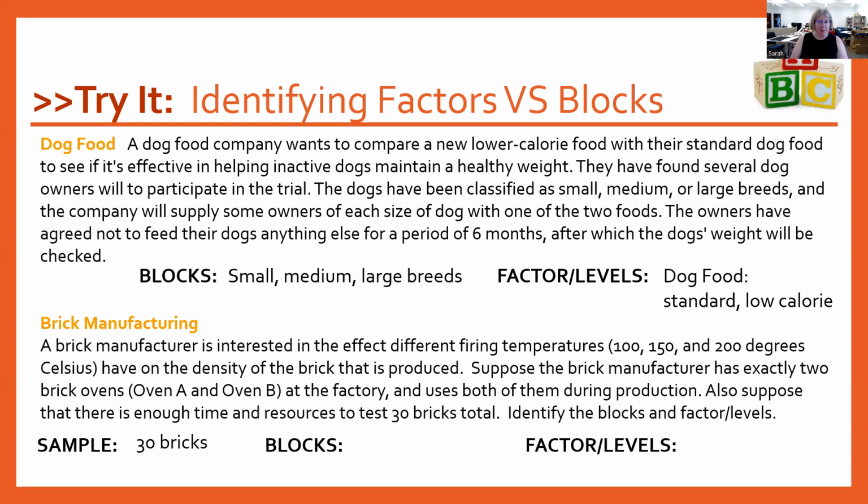Right, so one more example here. A brick manufacturer is interested in the effect different firing temperatures, either 100, 150, or 250 degrees Celsius, have on the density of the brick that is produced. Suppose the brick manufacturer has exactly 2 brick ovens, we'll just call them oven A and oven B at the factory, and uses both of them during production. Also suppose that there's enough time and resources to test 30 bricks total. Identify the factors and levels as well as those blocks. So go ahead and pause the video, maybe give this one a try.